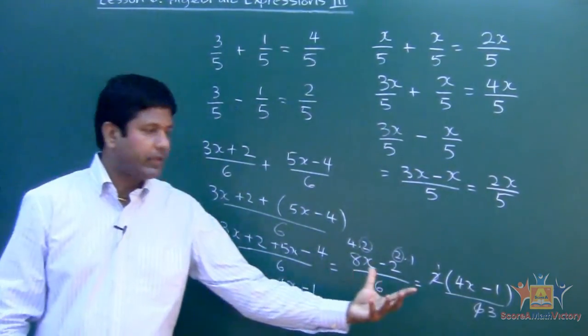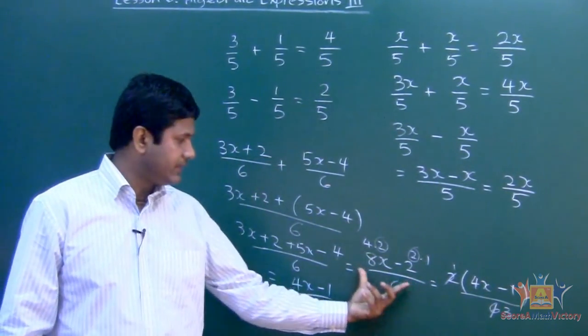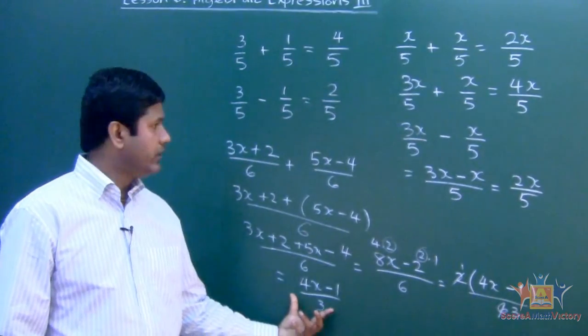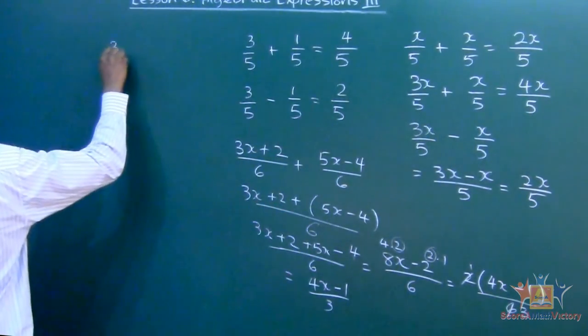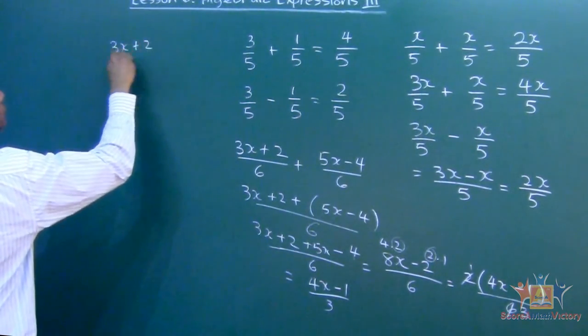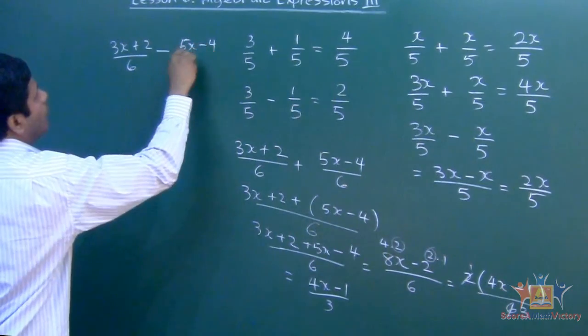So very important, after you're done, you simplify it. You cannot leave the answer like this. This should be the final answer. Now let's say, for example, if this had been minus. So let's say I give you 3x plus 2 over 6 minus 5x minus 4 over 6.